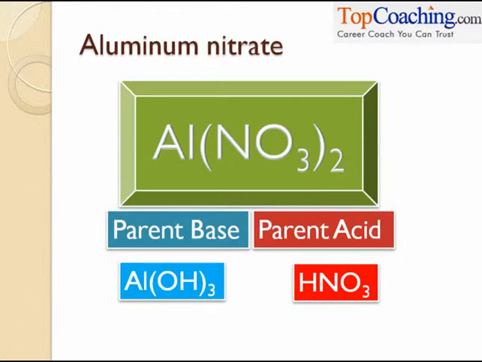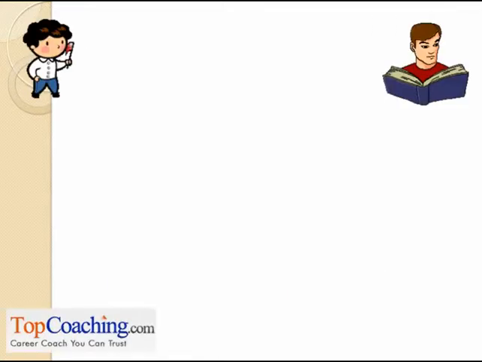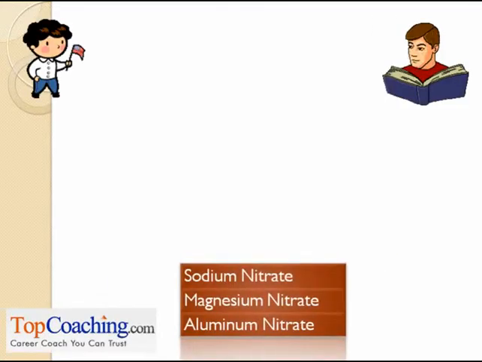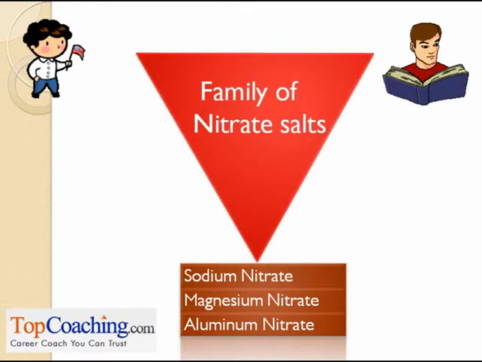So the first part of the question has been solved, because the first part was to simply find out the name of the parent base and the parent acid. Now we come to the second part of the question. The second part of the question says that 3 of the salts belong to the same family. What's the family? If you observe carefully, we have 3 salts in the table given: sodium nitrate, magnesium nitrate and aluminium nitrate. And all of them have the nitrate ion common, isn't it? The negative ion of all these salts is the same.